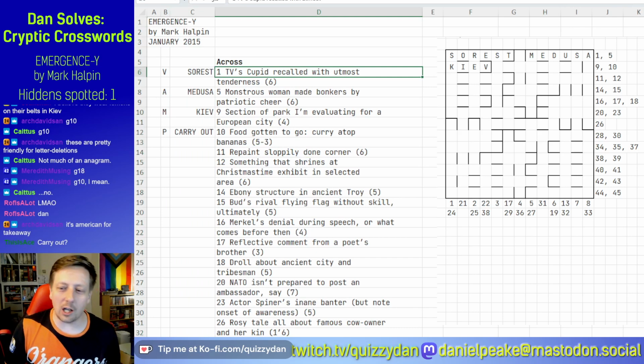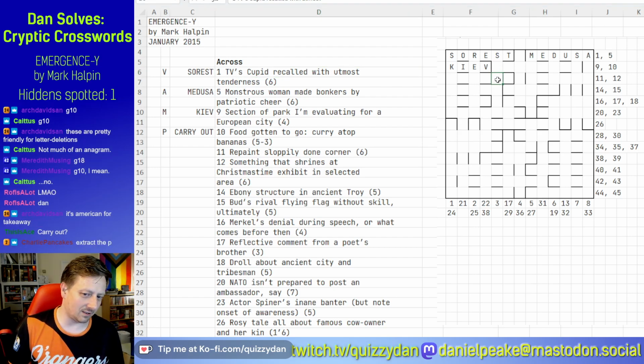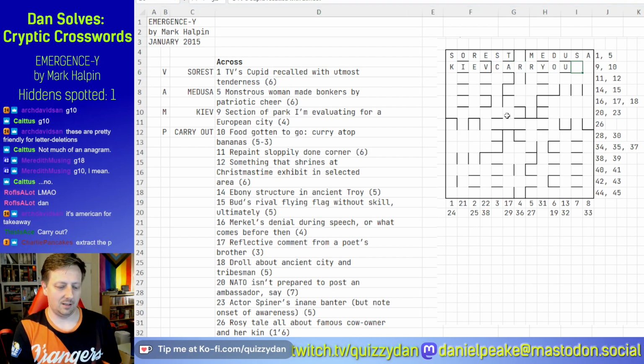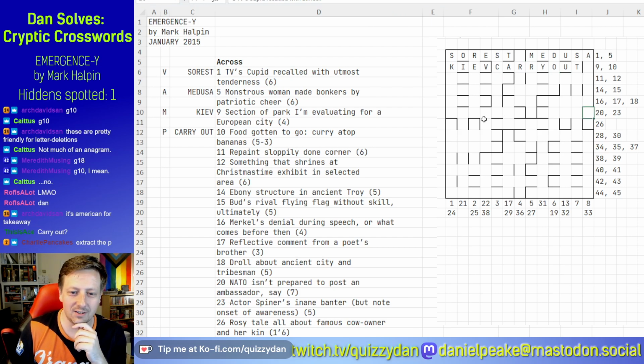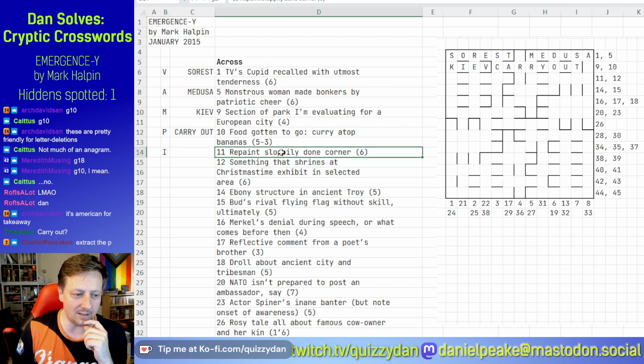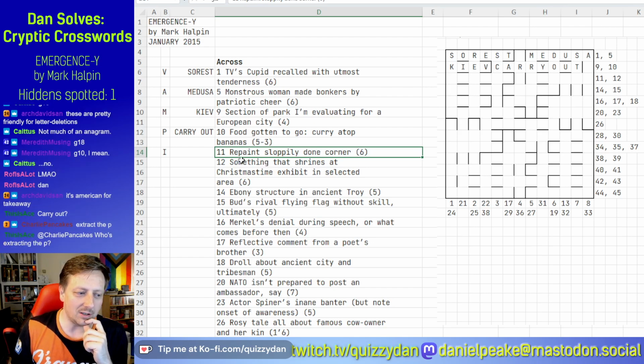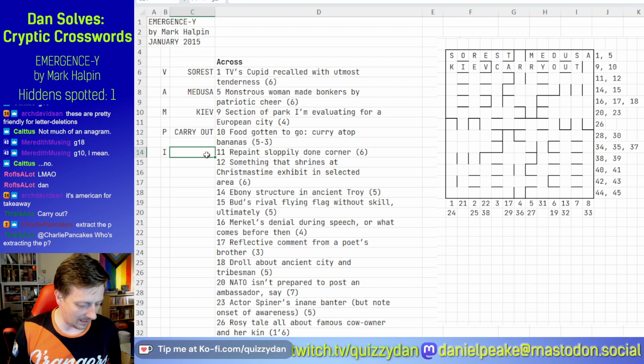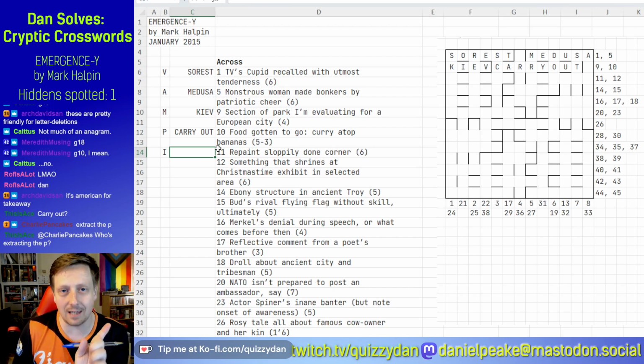Yeah, I was close enough, Ruffle. Close enough. Carry out. Let's take the P. Repaint sloppily done corner. Well, if we're not getting a vampire here, I'll be very surprised. So let's say it's an anagram of repaint because it's sloppily done, but without the I. And all I can see is panther, can't be panther, corner. Okay, it's that version of corner. I was thinking corner of a room, but no, it's a verb.